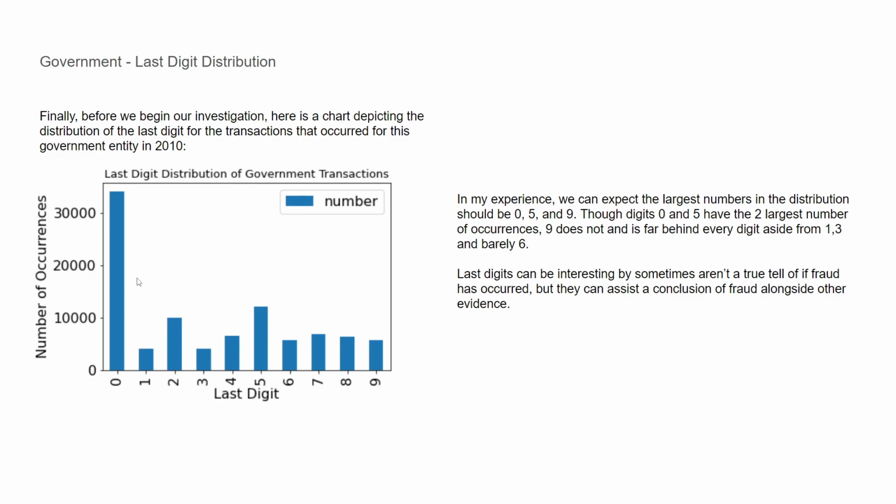Typically, you're seeing last digits of transactions start or end with 0, 5, and 9, right? $100, $99, something like 9.95, right? Those are expected, and it holds true for digits 0 and 5, but when we look at digit number 9, we actually see it falling behind every single digit aside from 1, 3, and 6.